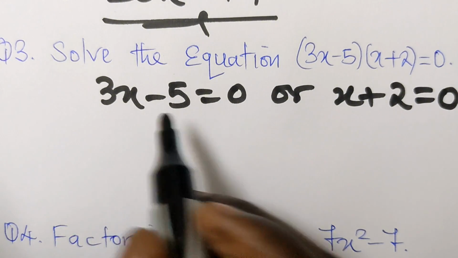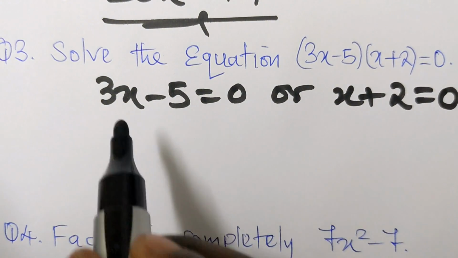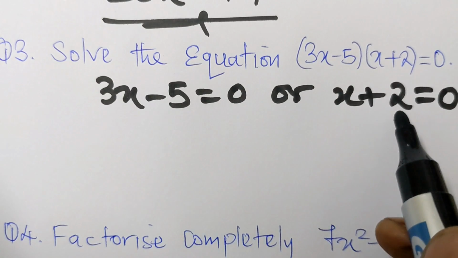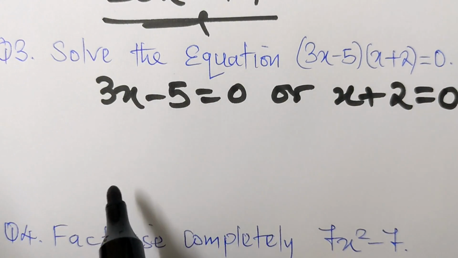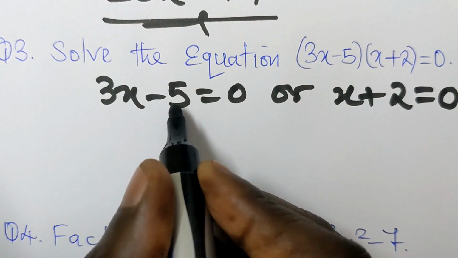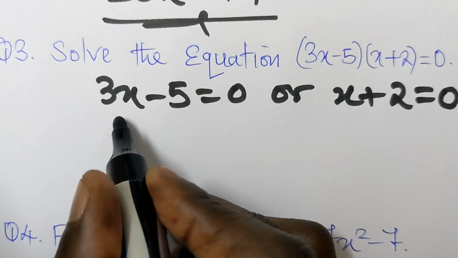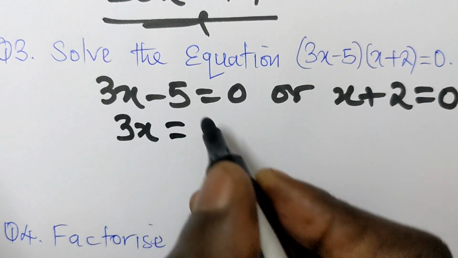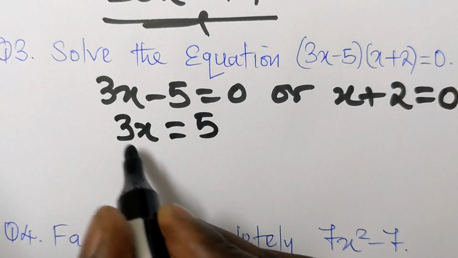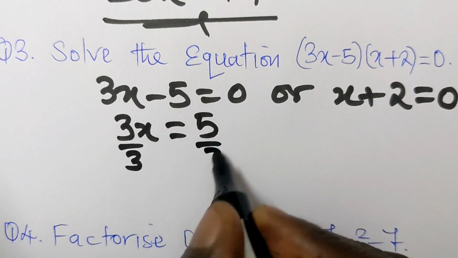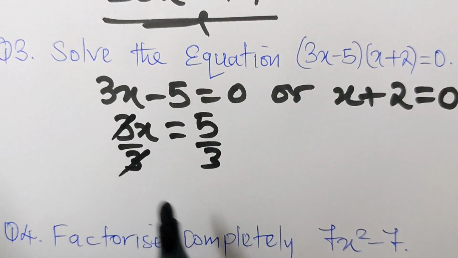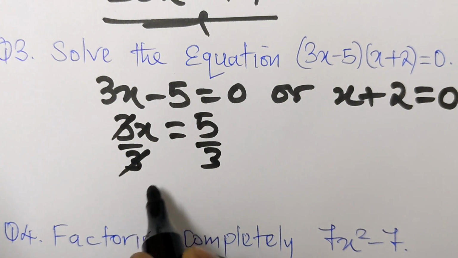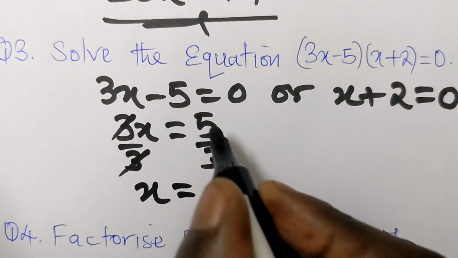And then to solve for x, we want 2 values here. So this one will give us 1 value and this other one will give us the other value. So 3x minus 5 equal to 0. We'll just simply write 3x, take 5 to the right side. This will be positive. And then to get x, we divide by 3 both sides. And 3 into 3 gives 1. 1 times x gives x equal to 5 over 3.